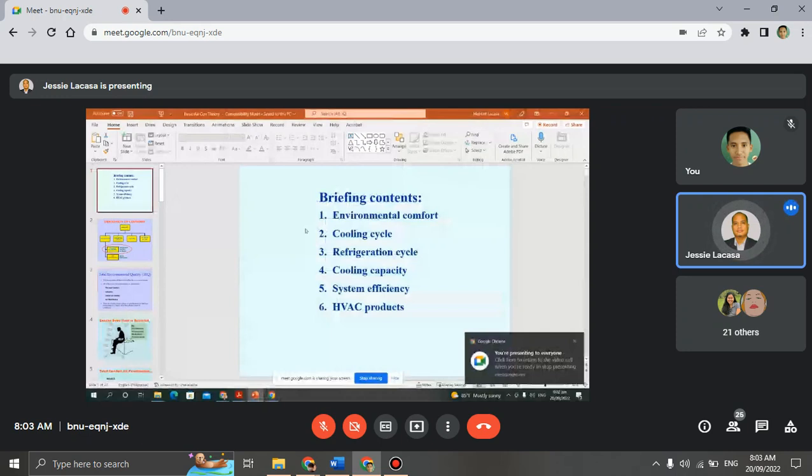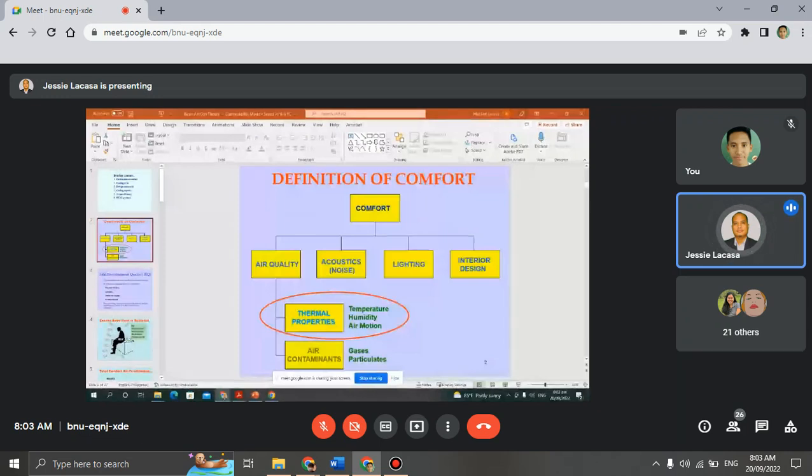So when we say comfort, it controls the air quality, the acoustic, lighting, and the interior design. So muna kaingot nga we're at comfort for that certain space or room. Then in terms of comfort in the air conditioning and ventilation systems, ang iyang focus is the comfort in terms of the air quality, especially the thermal properties and also the air contaminants.